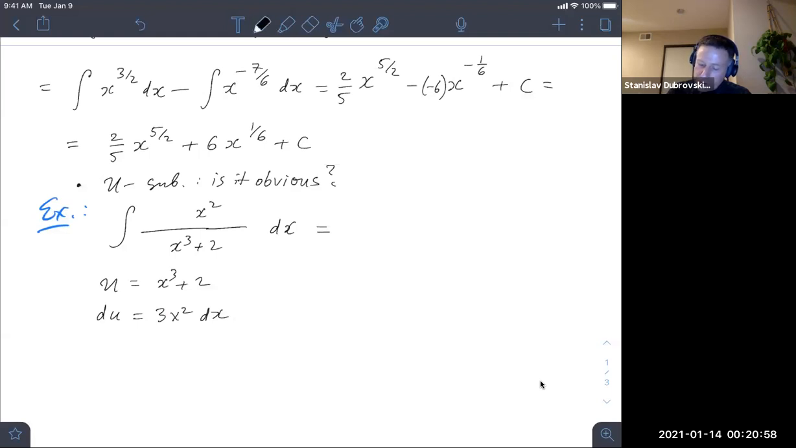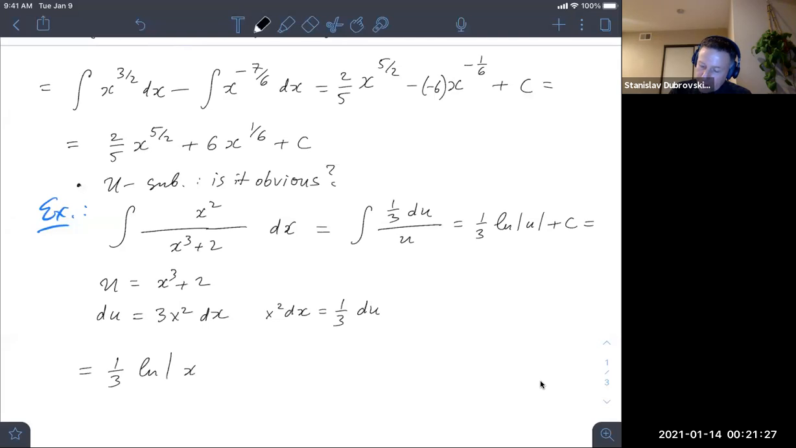So one way to do it is to say that x squared dx that you do see on the top is 1/3 du. So that the top becomes 1/3 du and the bottom is just your u. So 1/3 logarithm. Don't forget the absolute value of u. In the original terms, you have to convert to the original variable. It will become x cubed plus 2 plus c. And that's it.